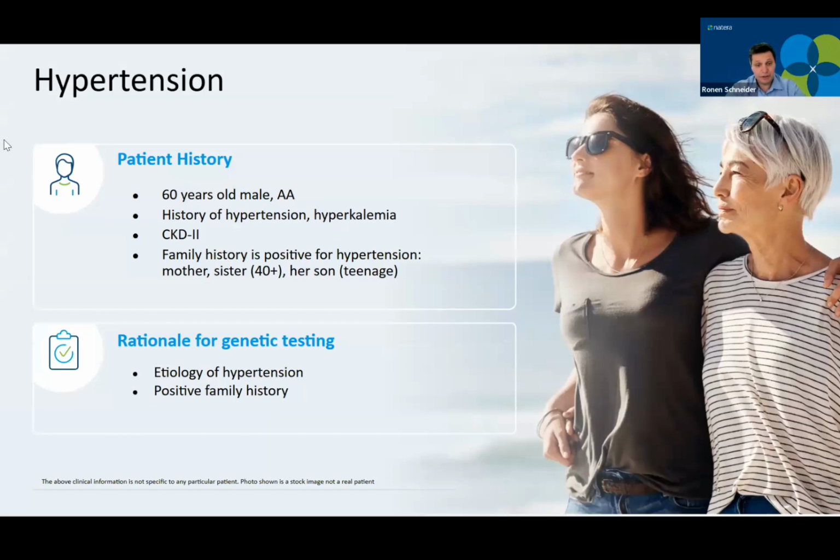And this is a case of a patient with hypertension. Obviously, all of us see many patients with hypertension in renal clinics. Hypertension is often secondary to CKD, right? And this is a male in his 60s of African American ethnicity with a history of hypertension and hyperkalemia. He has a mild CKD, CKD2, but a strong positive family history for hypertension: mother, sister, and sister's son. So hypertension also at a young age. The rationale here for genetic testing was to find the etiology for hypertension in light of the positive family history.